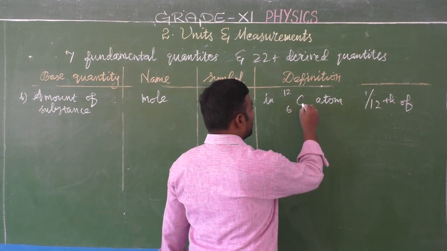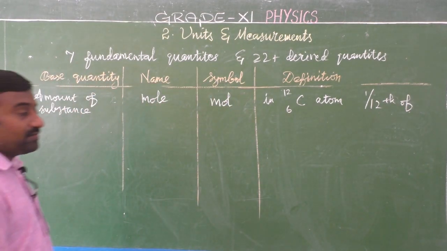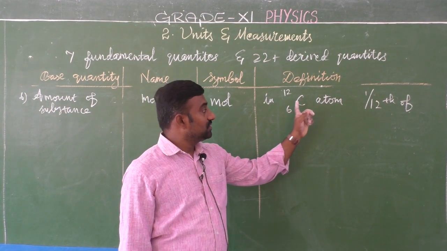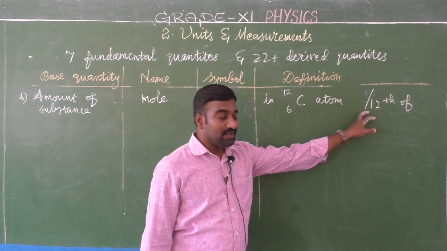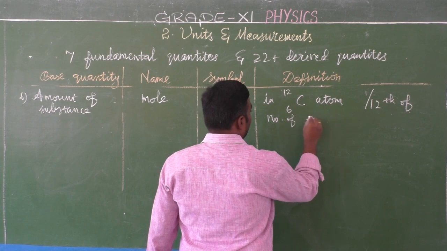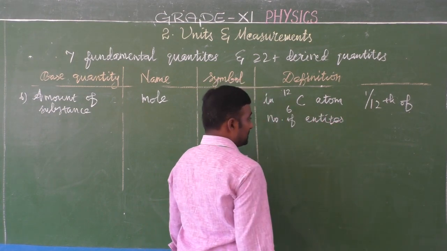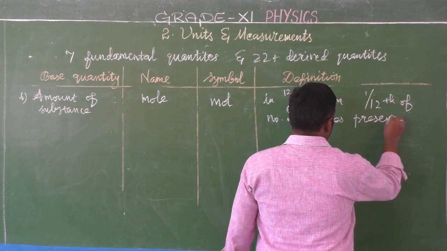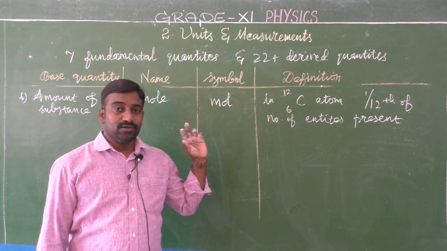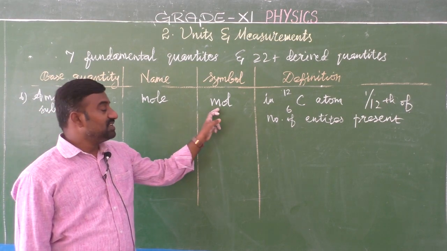We have the carbon-12 atom. In the carbon-12 atom, in 1/12 gram, the number of entities, the elementary particles present, that is defined as the amount of substance. So amount of substance is a physical quantity. The name of the unit is mole, and the symbol is mol.